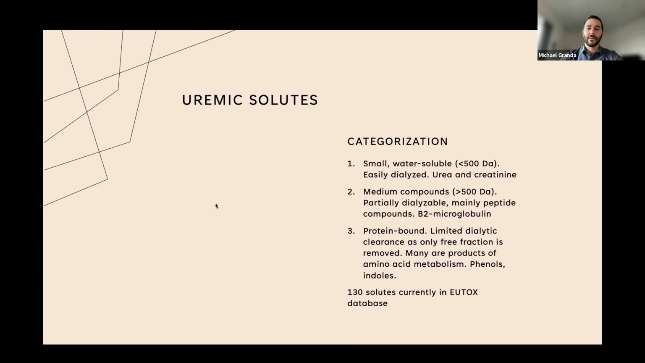And then the last category include many of the most well-known uremic compounds, which are the highly protein-bound uremic toxins. These tend not to be very water soluble, and they need carrier proteins like albumin to be delivered to the proximal tubules. Dialysis poorly clears this third category, as very little of those compounds exist freely dissolved in the serum.